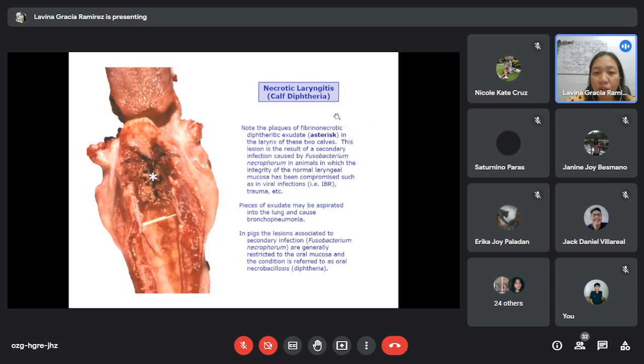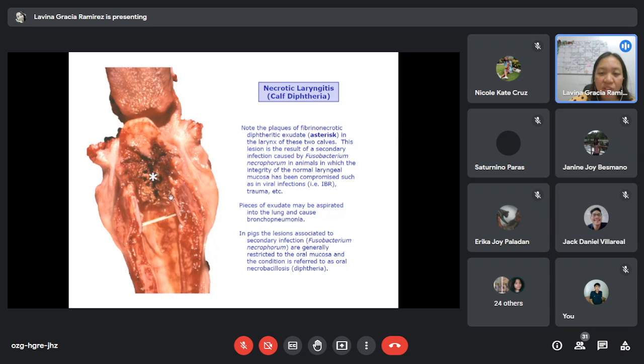Ayan, so the fibronecrotic diphtheritic exudates, okay, in the larynx, ayan to, which is secondary infection of the Fusobacterium. So sometimes, if this is being compromised, okay, by infectious bovine rhinotracheitis and other things like trauma, okay, pang mga obstructions. Kasi this IBR, trauma, could be the initiating etiologies or initiating factors, okay, for the invasion of a secondary bacterial infection. So ulitin ko, the consistency or the description of the exudate or lesion is fibrinonecrotic diphtheritic, okay, lesion, okay, from a necrotic laryngitis.